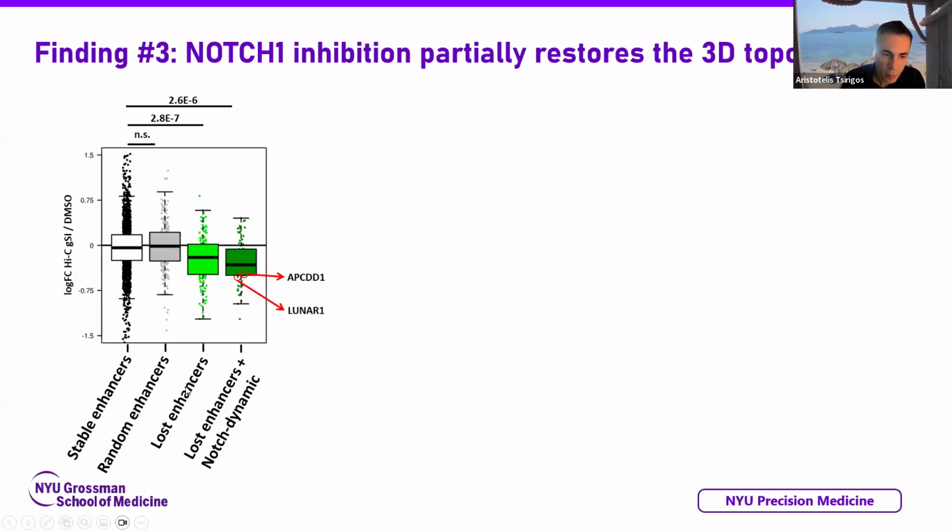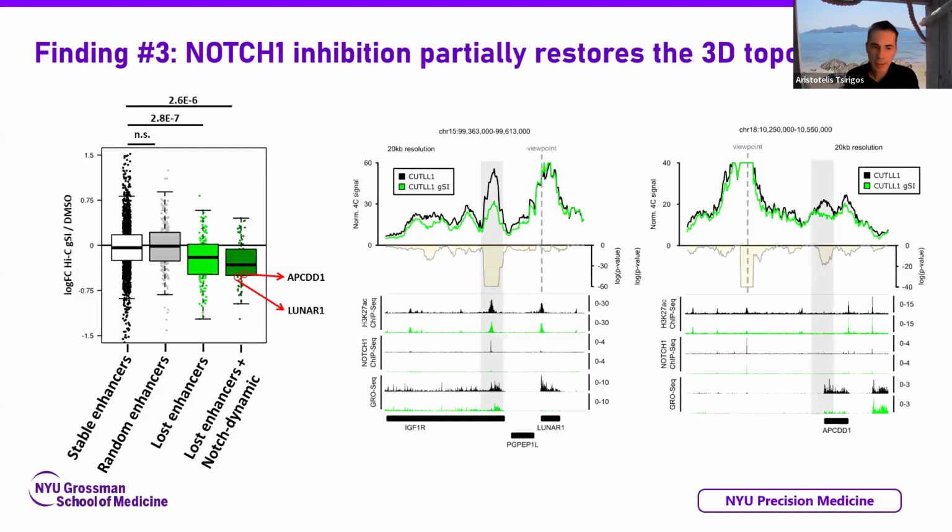And if you further focus on those enhancers that lose activity and are also bound by Notch, and remember, Notch is what we're targeting with a small molecule inhibitor, then you see a further reduction. So what this means is you can target a transcription factor, in this case Notch, and this can have an effect on chromatin organization, kind of pushing it back to a more normal, healthy state. We validated this using 4C experiments. If you're not familiar with this, it's not that important.